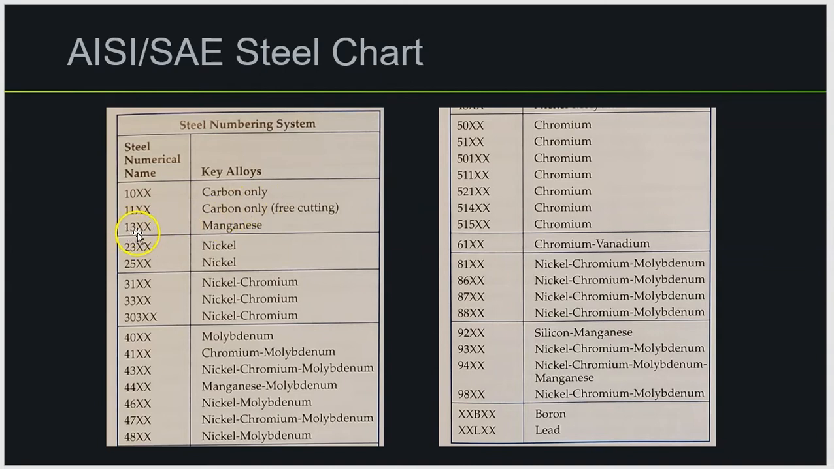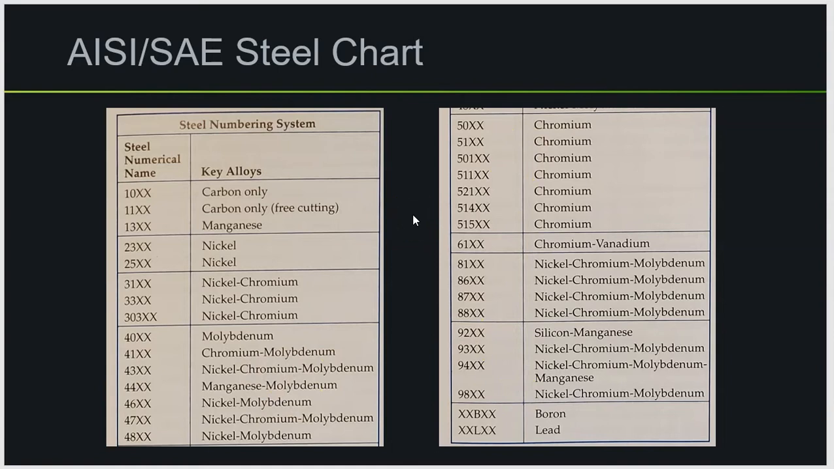And then we go to the 13 series. This is where we start seeing a higher presence of manganese. So out of all the other alloying elements, manganese has the highest presence. And then 23 and 25, we start seeing nickel being added to the mix. We start getting into our 30 series. We start seeing nickel and chromium. And then as we start getting into the 40 series, we'll see things like molybdenum, chromium and molybdenum, nickel, chromium, and molybdenum. So it goes on and on from here.